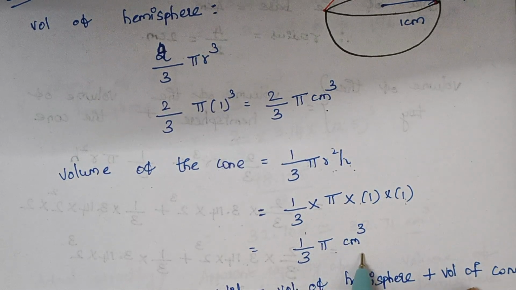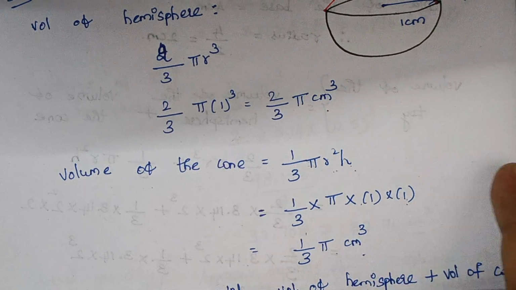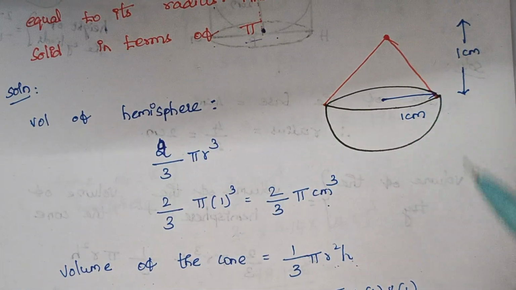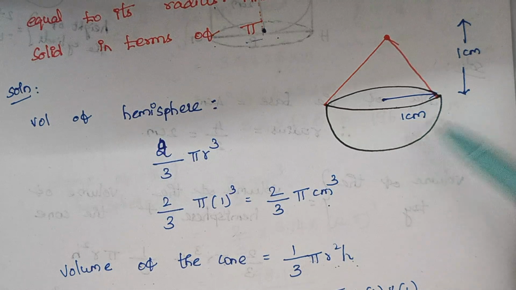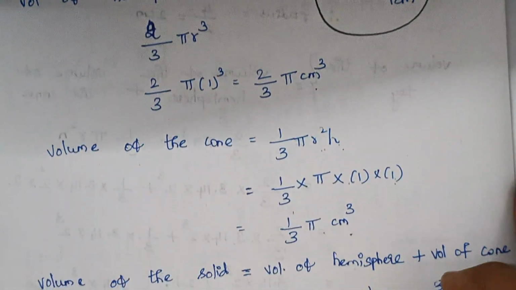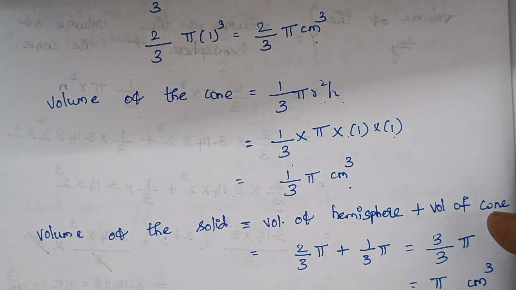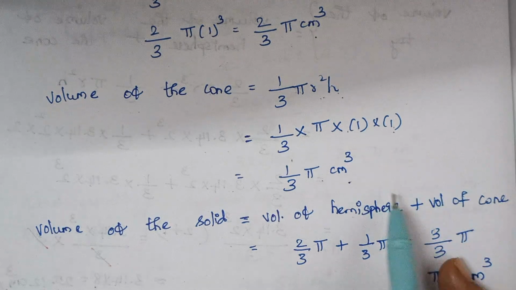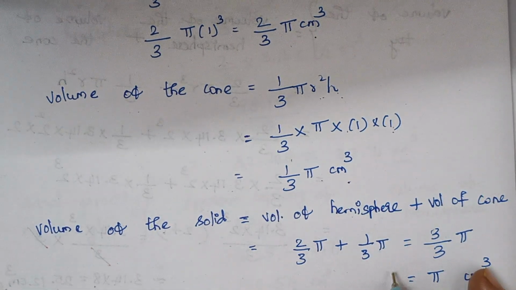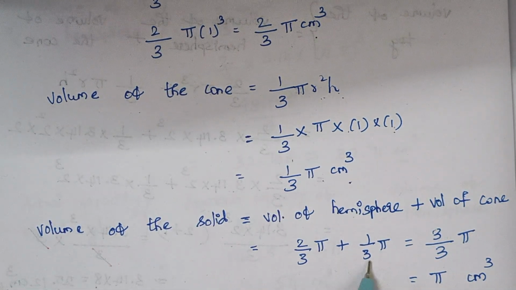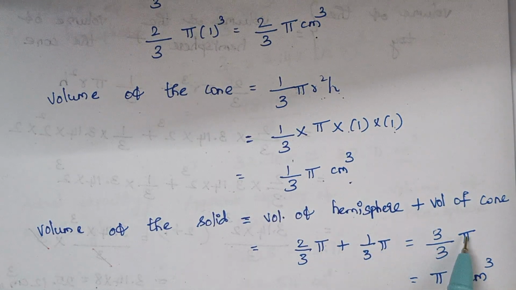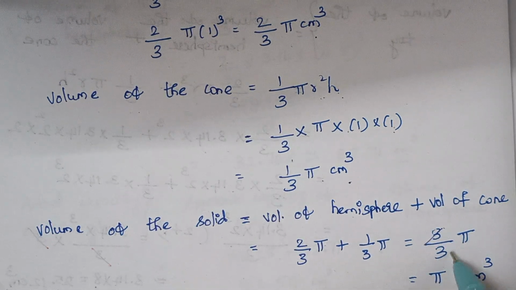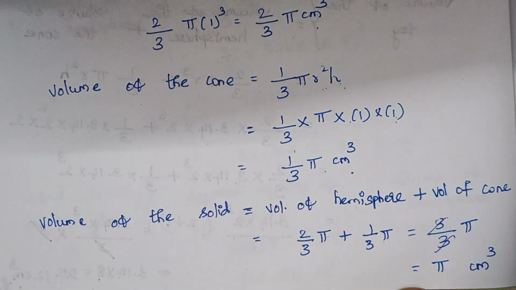Right. So now we want the volume of the solid. So volume of the solid is, you have to add the volume of cone plus the volume of the hemisphere. So when you add, the volume of the hemisphere is 2 by 3 pi and volume of the cone is 1 by 3 pi, right? So since both the denominators are same, we can add the numerators. That is 2 pi plus pi gives 3 pi. So 3 pi by 3, this 3 and 3 will cancel and finally the answer is pi centimeter cube, right?